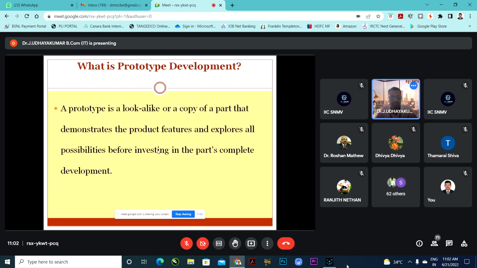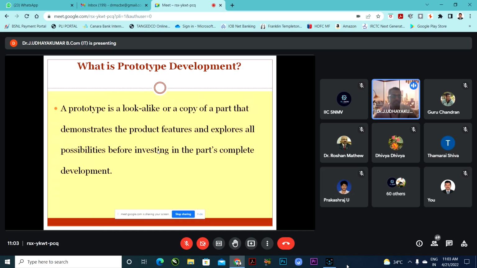The next one is, what is prototype development? Students, do you understand the concept? Do you have any doubt in this? Shall we move on to the next slide? Yes, sir. The next one is prototype development.